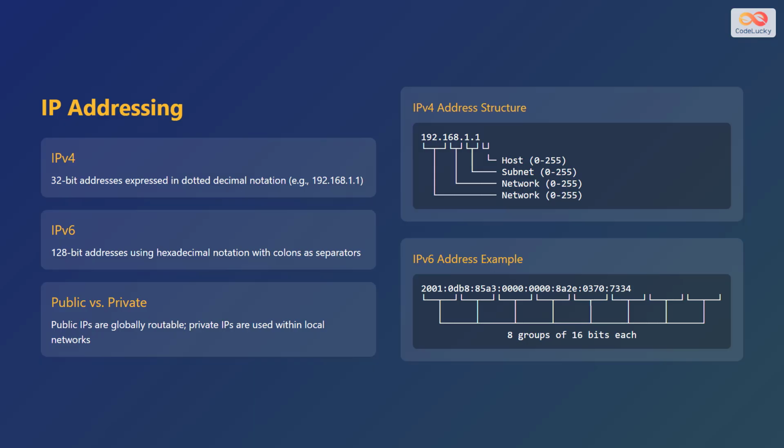These addresses can be categorized as public or private, where public Internet Protocol addresses are globally routable, and private Internet Protocol addresses are used within local networks. This slide shows the structure of an Internet Protocol version 4 address and an example of an Internet Protocol version 6 address.